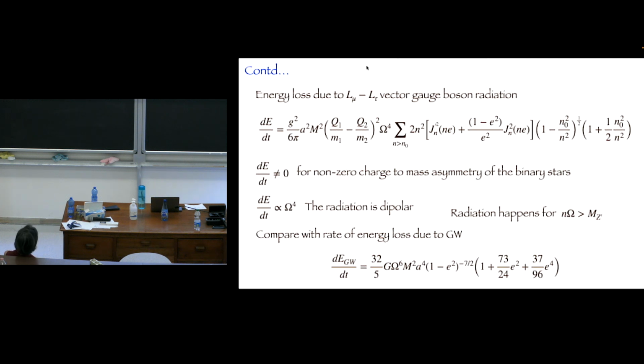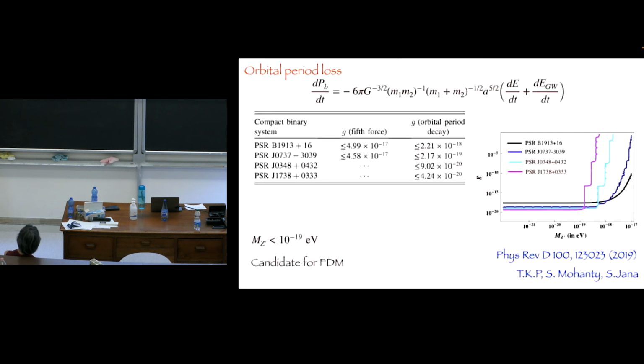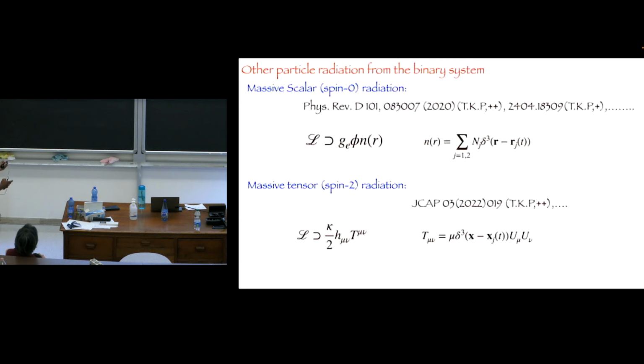So basically you now need to compare this with the typical energy loss for gravitational waves, which is standard, and then by comparing with the data, you can get a bound on g, which is very small, as Alexis was also telling. So for masses of the order of 10 to the minus 19 eV or less, you can have radiation of the gauge bosons, and the coupling is very small, okay. So yeah, this can be a candidate for fuzzy dark matter.